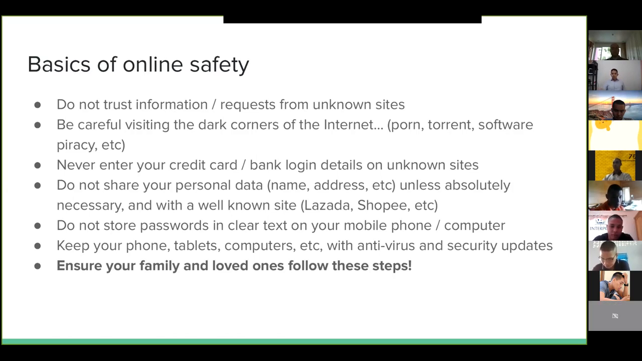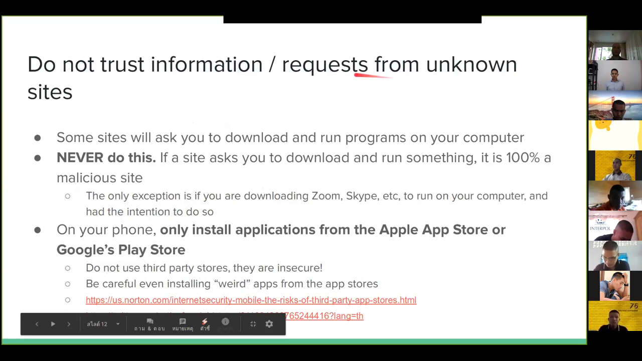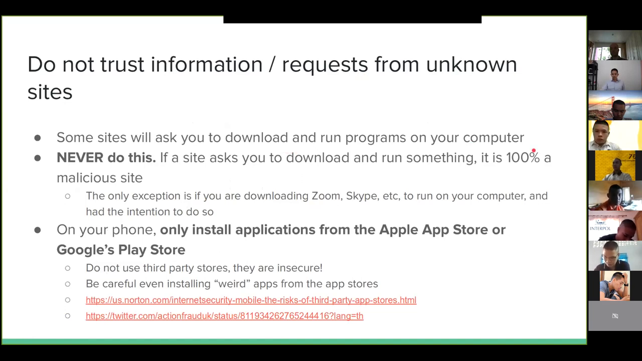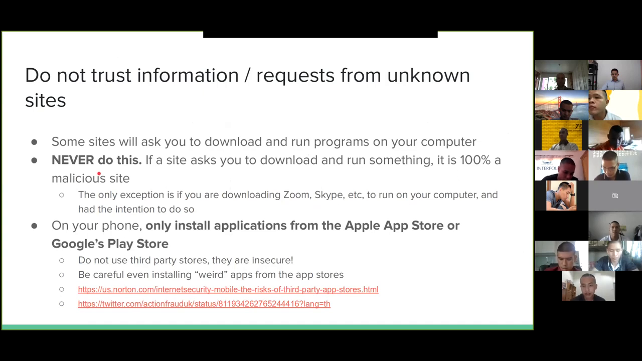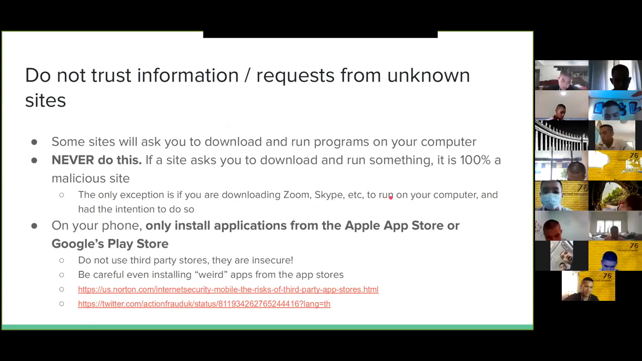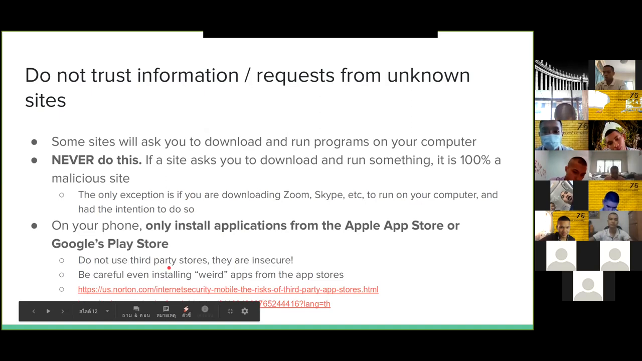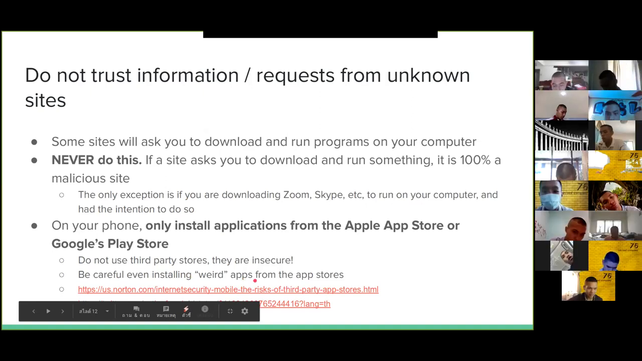So we will go through each of these in more detail. First, don't trust information or requests from an unknown site. Some sites will ask you to download and run a program on your computer. Never do this. If a site asks you to download and run something, it is a malicious site. The only exception is if you are downloading Zoom, Skype, Firefox, etc. to run on your computer, and you download from the program's own website. On your phone, only install applications from the Apple Store or Google Play Store. Don't use third-party stores. They're insecure. And be very careful when installing apps, even from the App Store.